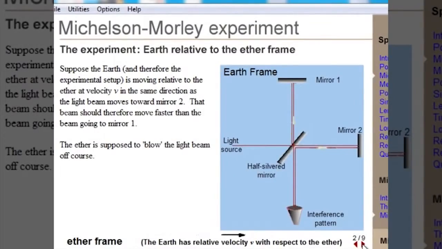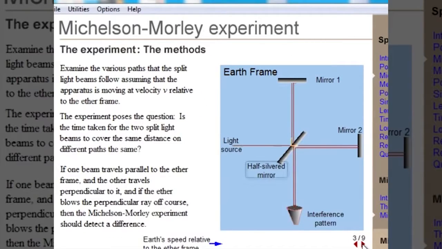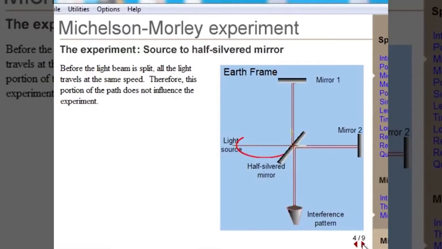Let's assume the ether frame moves relative to the Earth from left to right. Michelson-Morley used a half-silvered mirror to split a beam of light so that it travels in 2 different directions along 2 paths of equal length. This is the light beam before it is split.